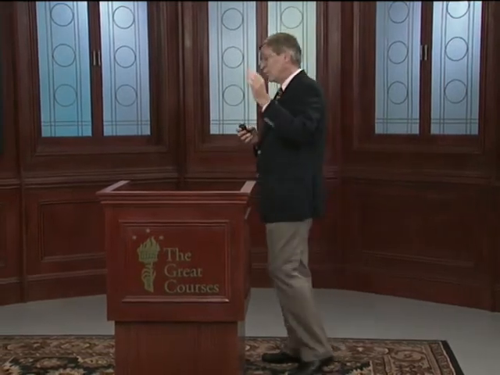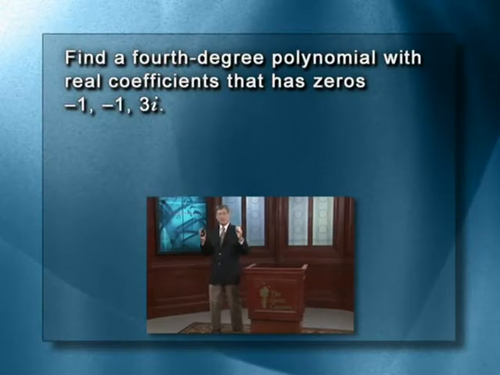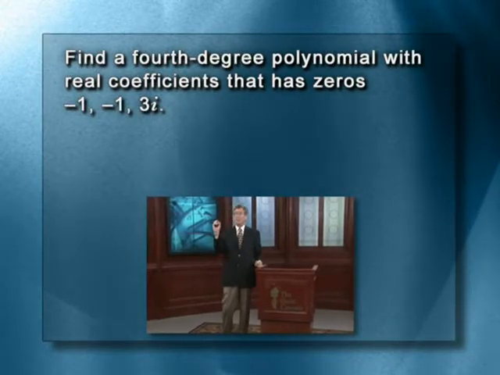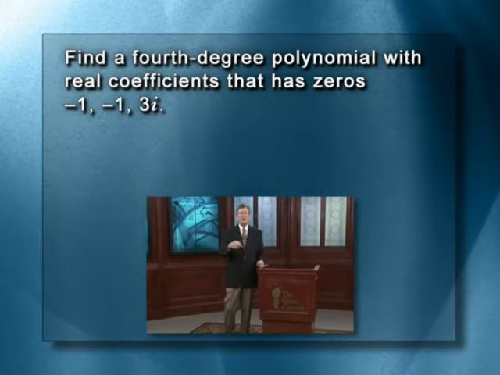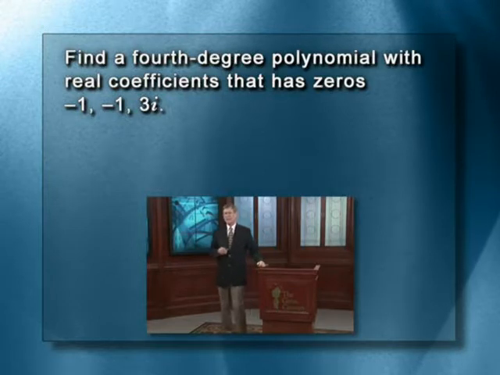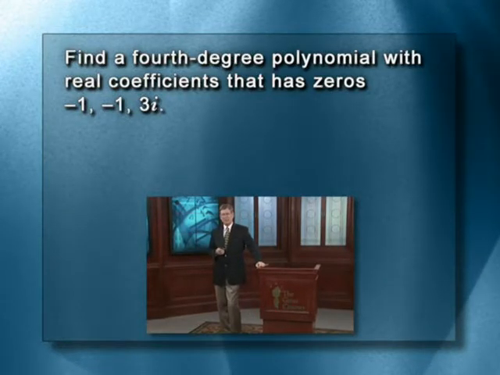Okay, we've done this before. Let's do it again. You be the teacher. Here's your task today. You're making up another test. And now you want to find a polynomial of degree 4 with real coefficients, and it has certain zeros. You'd like to construct a polynomial, say, with zeros -1, -1, and 3i. What should that polynomial look like?